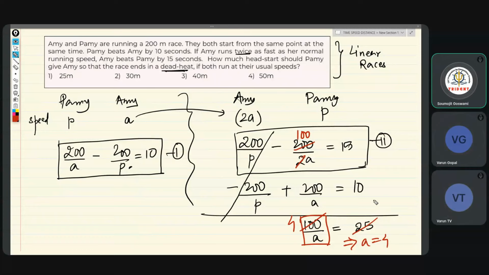We can also calculate the value of P. Just substitute the value of A in any one of them. You'll get the value. Let's substitute that over there only. A is equals to 4. So this is 25, plus 15, that is 40. So P comes out as 5.